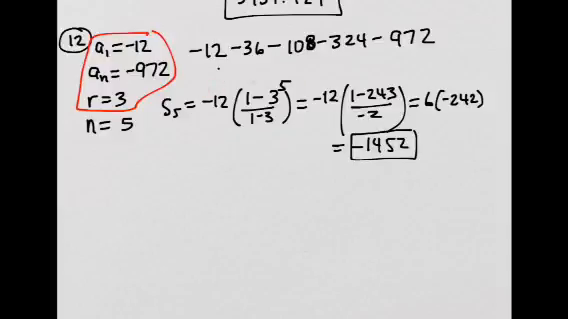And so 3 to the 5th power is 243. 1 minus 3 is negative 2. And then 1 minus 243 is negative 242. I reduced negative 2 and negative 12, so I got 6. And so 6 times this is negative 1,452.